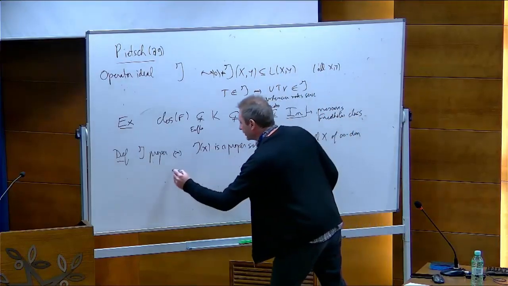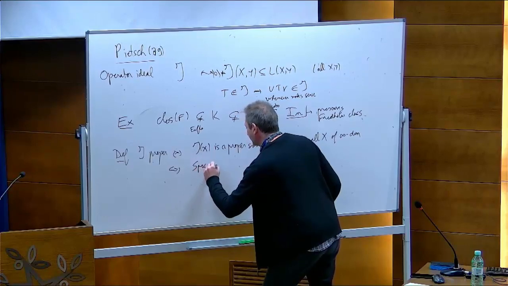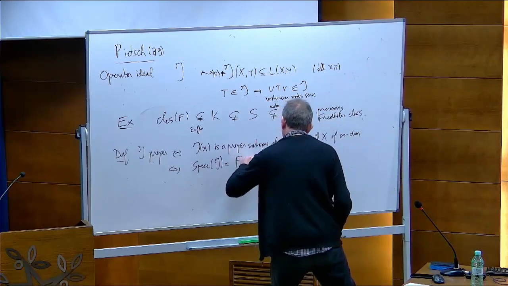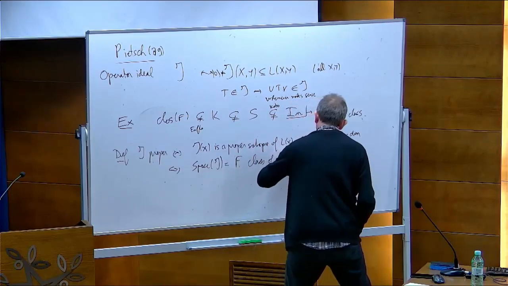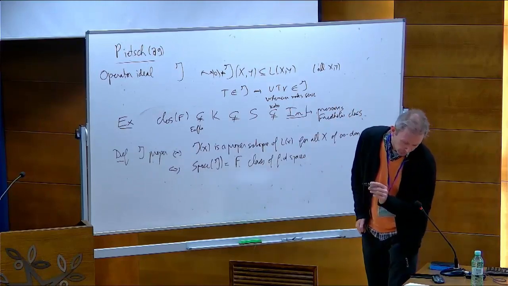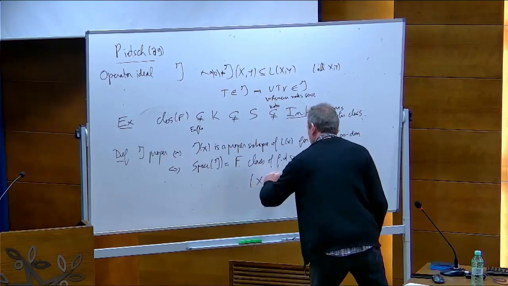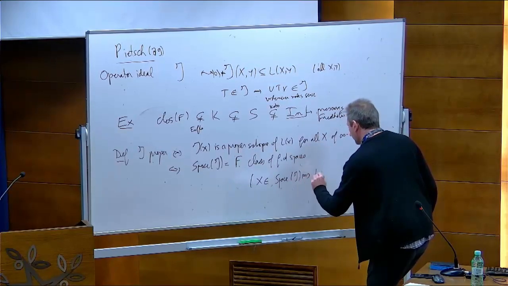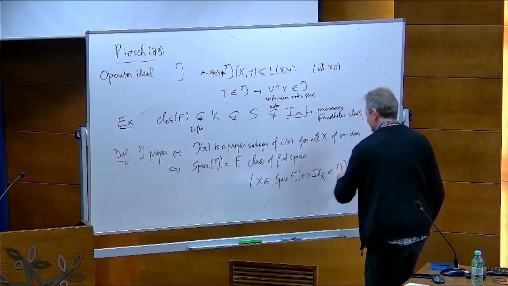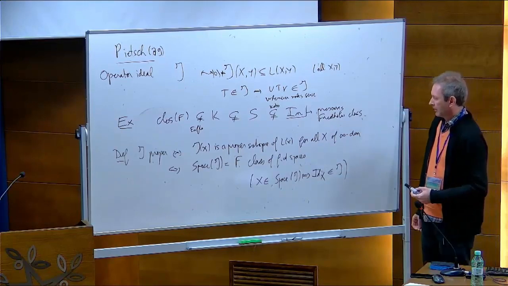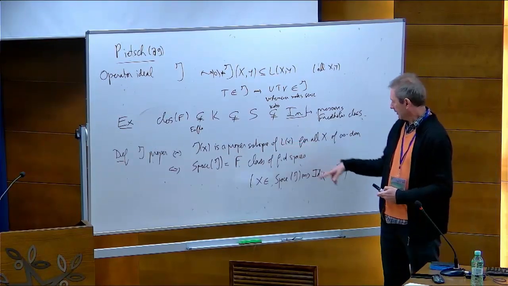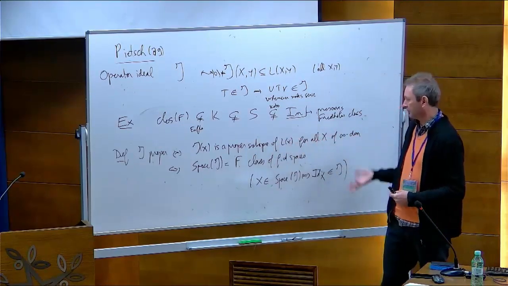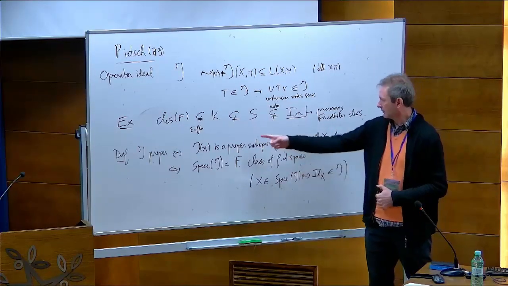A reformulation of this is that the space of I should be different from the class of finite dimensional spaces, where the space of I is defined as follows. It is a class of Banach spaces, and X belongs to the space of I if and only if the identity on X belongs to the ideal. So if the identity belongs to I of X, then I of X is the whole of L of X, and conversely, so those two are equivalent.